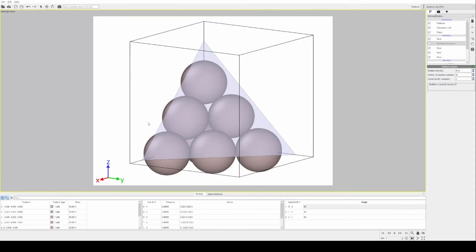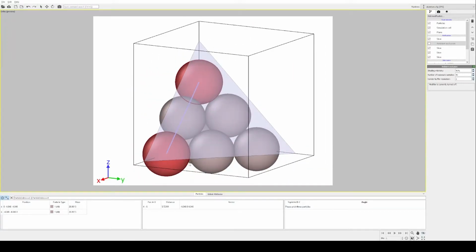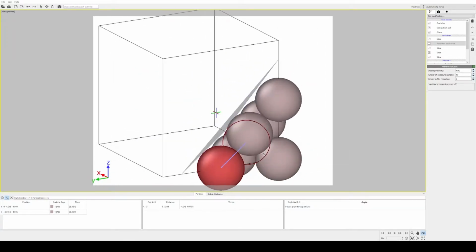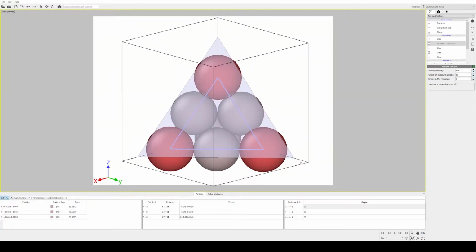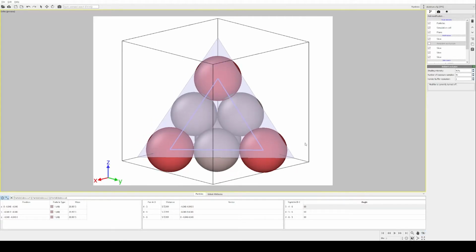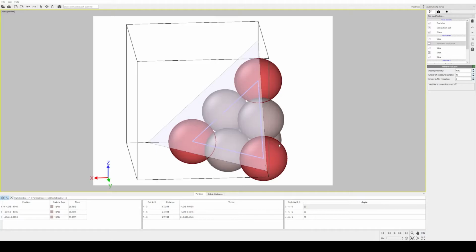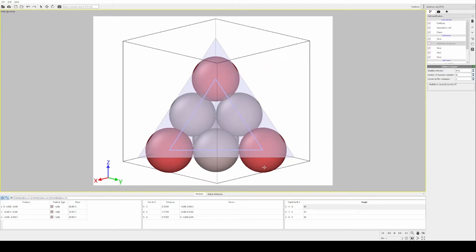The 1-1-0 directions are along the faces of the cube still, along this face, this face, this face. So for this single 1-1-1 plane, we have 3 possible dislocation Burgers vector directions. These make up 3 of the 12 slip systems.